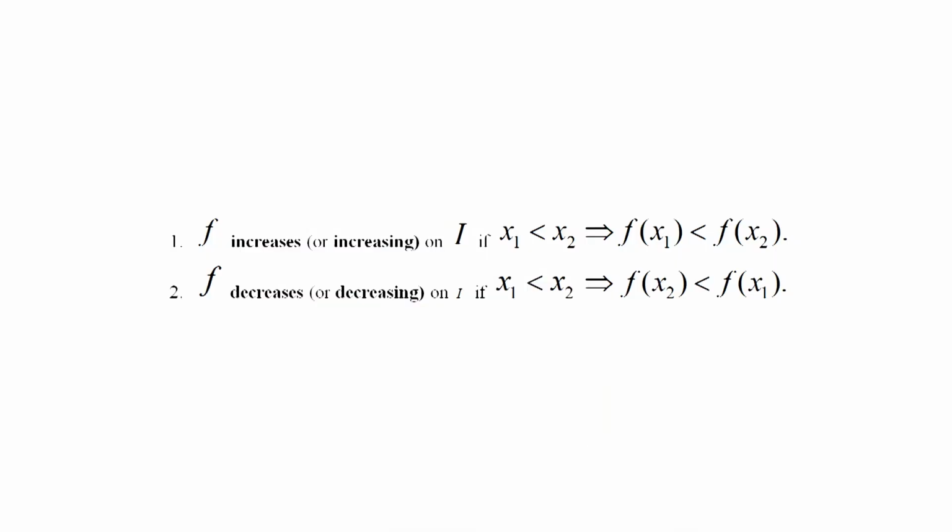Let f be a function defined on an interval I, and let x1 and x2 be any 2 points in I. 1. f increases or is increasing on I if x1 less than x2 implies f of x1 less than f of x2. 2. f decreases or is decreasing on I if x1 less than x2 implies f of x2 less than f of x1. A function that is increasing or decreasing on I is called monotonic on I.